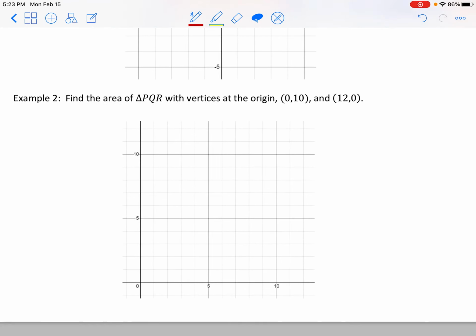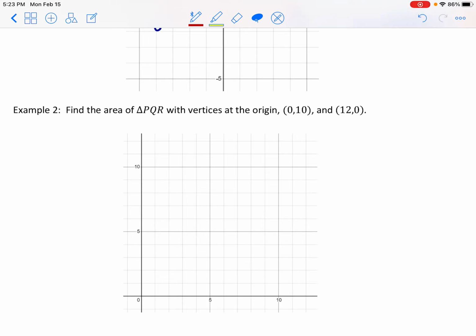All right, last one. It says find the area of triangle PQR with vertices at the origin, 0, 10, and 12, 0. So area of a triangle. Area of a triangle is found by multiplying 1/2 times the base of the triangle times the height of the triangle. So let's draw this out and see if we can find the length of the base and the height in order to use this formula.